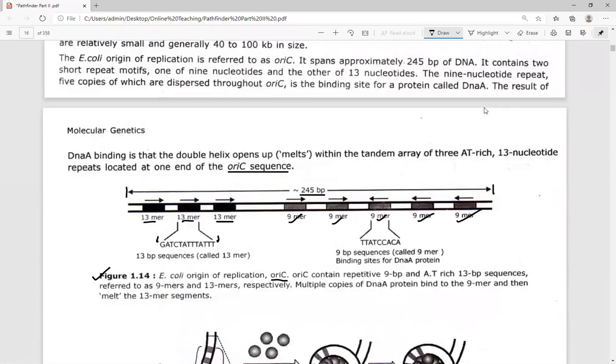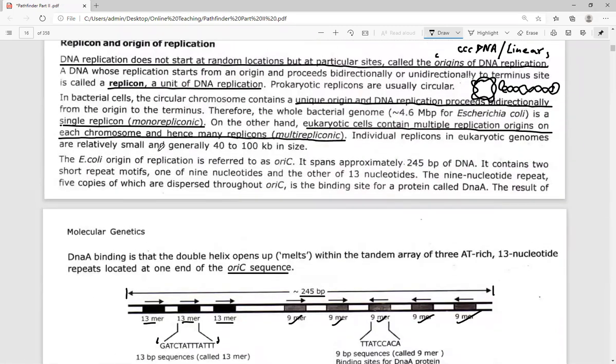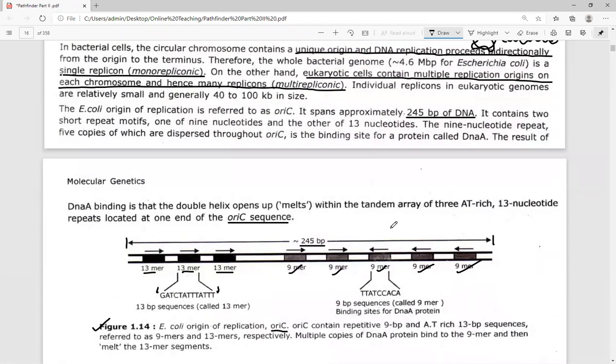An individual replicon in the eukaryotic genome is usually smaller, generally about 40 to 100 kilobase pairs in size, whereas the individual replicon in a prokaryote such as E. coli is much longer. It is approximately 245 base pairs of DNA long. This 245 base pair region in E. coli consists of 9-mer and 13-mer regions.